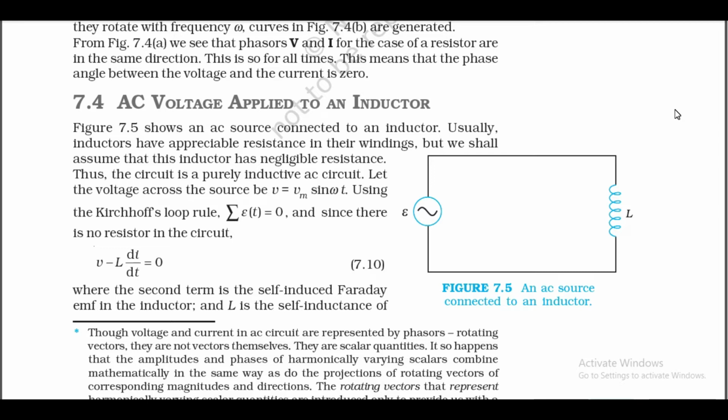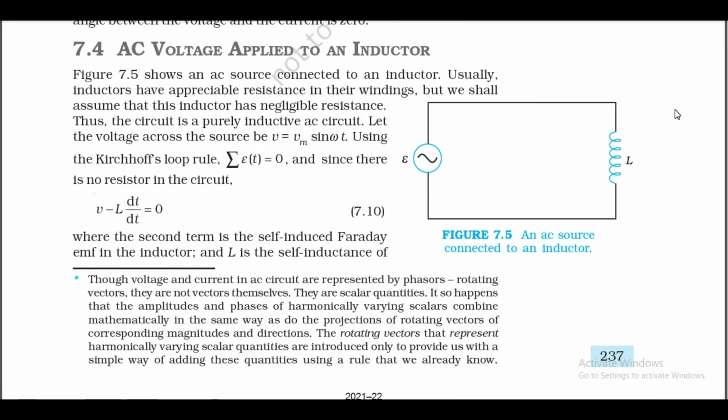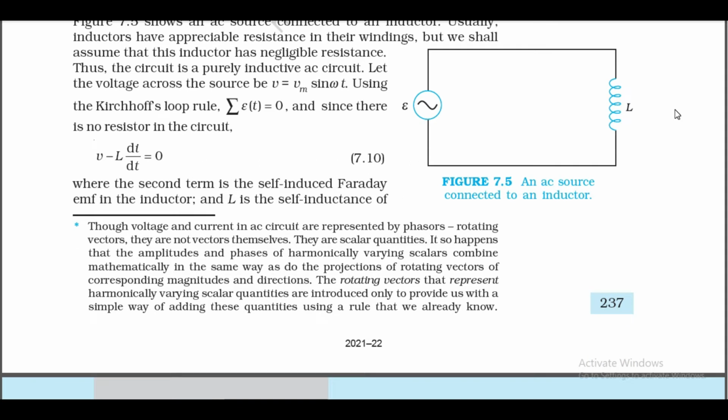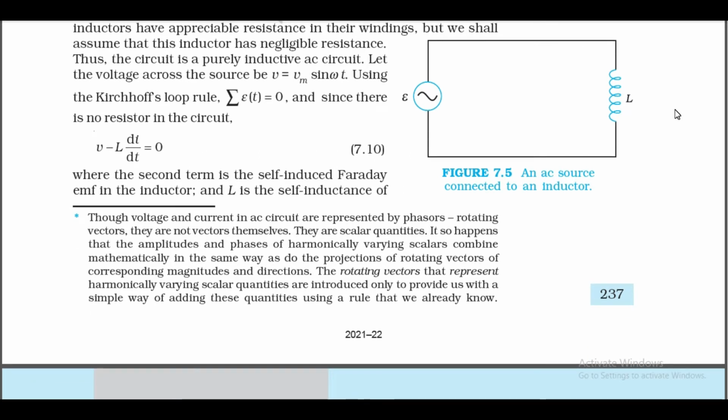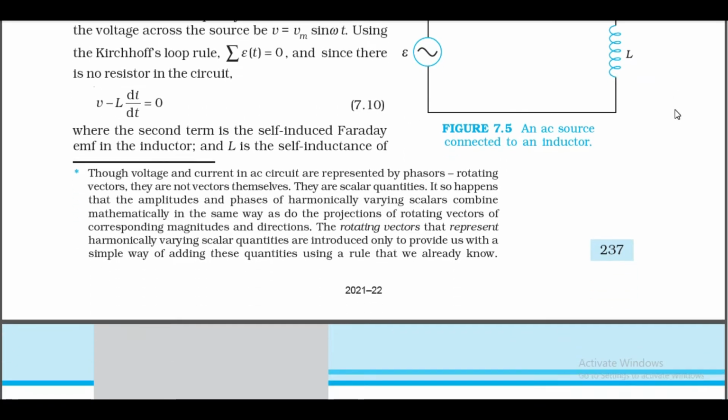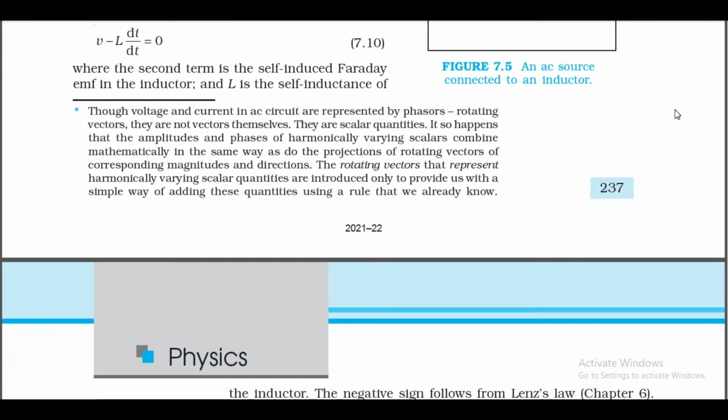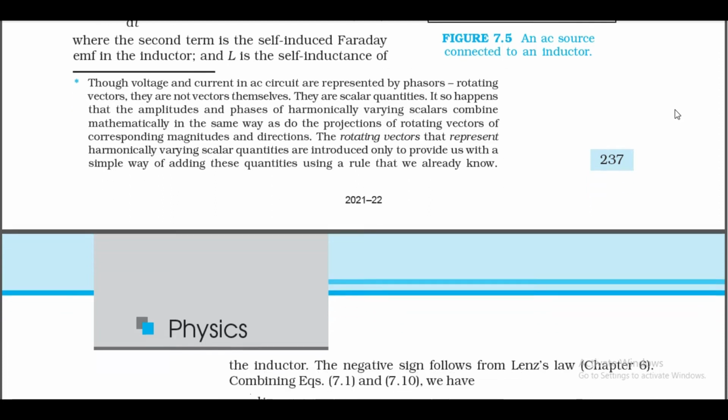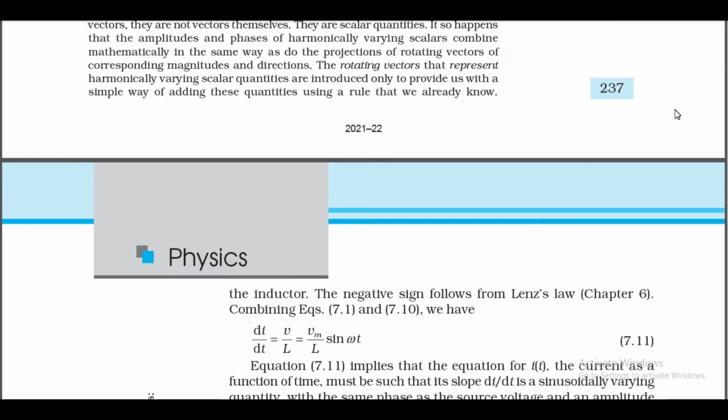Let the voltage across the source be v is equal to V_m sin omega t. Using the Kirchhoff loop rule, sigma epsilon is equal to 0, and since there is no resistor in the circuit, v minus L di by dt is equal to 0, where the second term is the self-induced Faraday EMF in the inductor and L is the self-inductance of the inductor.